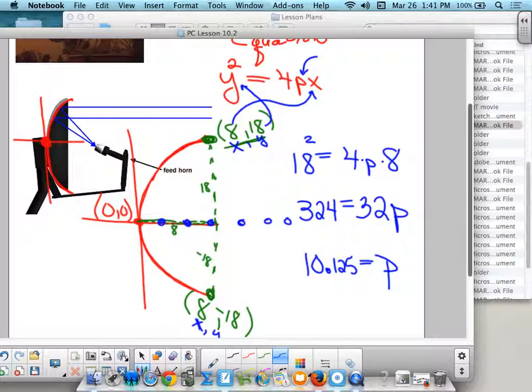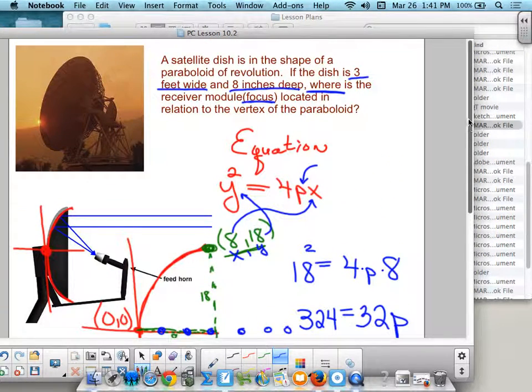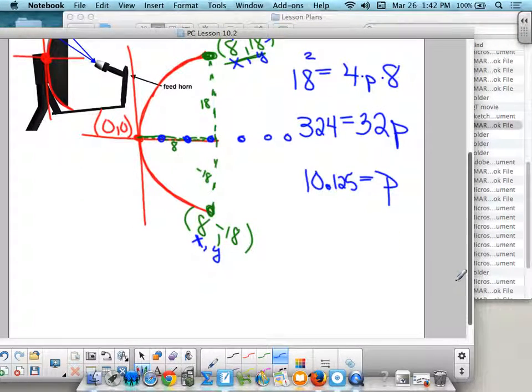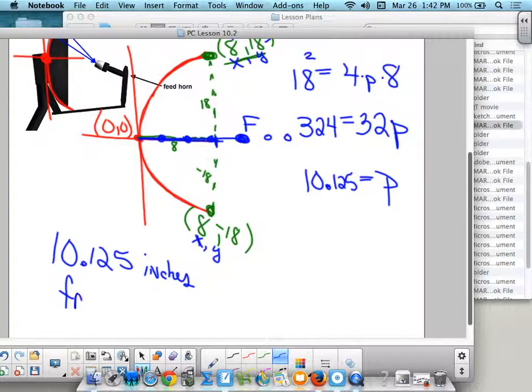Is that the answer? No, that's not the answer. That's the p-value that tells you where the focus is. Where is the focus located in relation to the vertex? So you've got to start at the vertex and tell me where the focus is. Well, to me, it's how far out? This is 8, by the way. So 10.125 would probably be about right here. There's the focus. So your answer would be 10.125 inches from the vertex.